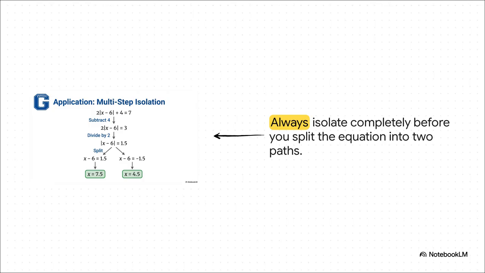Here's another one that really hammers that point home. We've got stuff happening all around our absolute value, so we've got to peel those layers back. First, subtract the 4 from both sides. Then divide by the 2. Only when that absolute value expression is completely, totally by itself, only then are we ready to split it into our 2 cases and find the solutions.